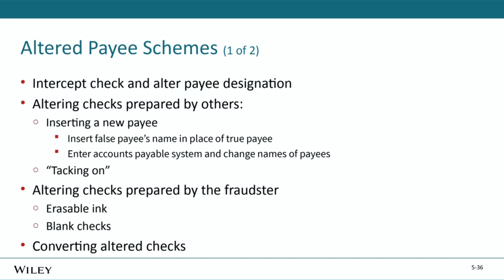And how do you convert an altered check? Well, you make it out to yourself. You just cash it. Make it out to that shell company, that account opened by that homeless person. And then you can just go in and transfer the money out, write a check off the account, whatever. And voila, you've got the funds.